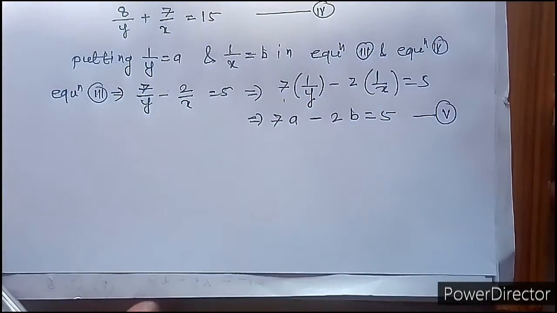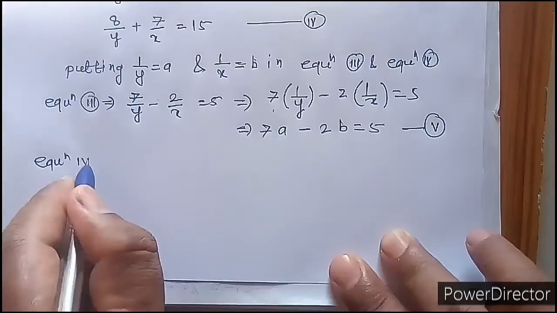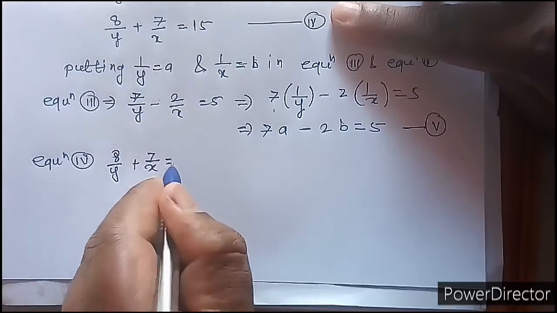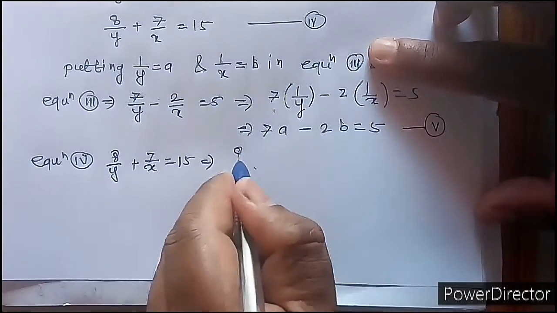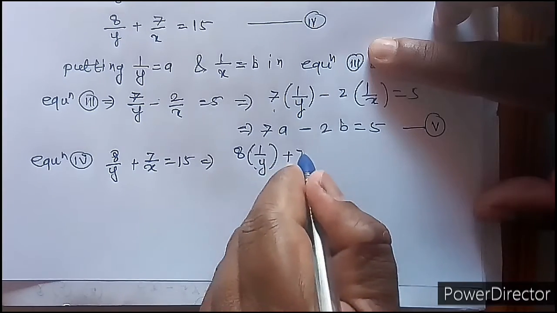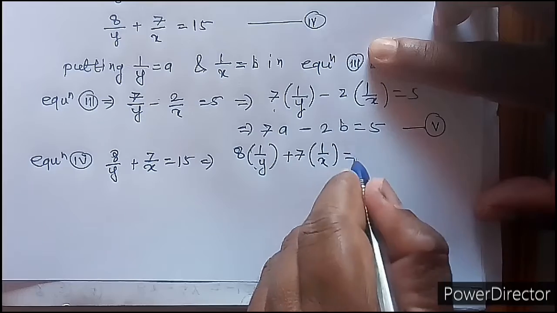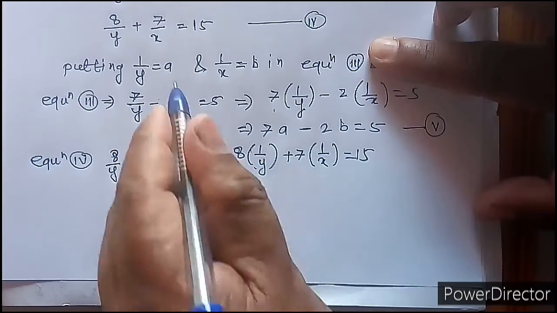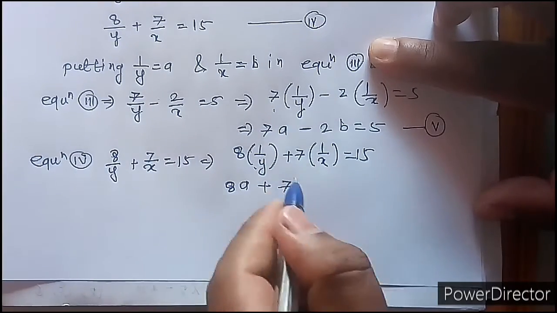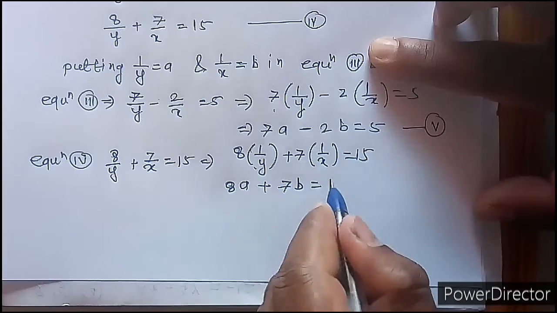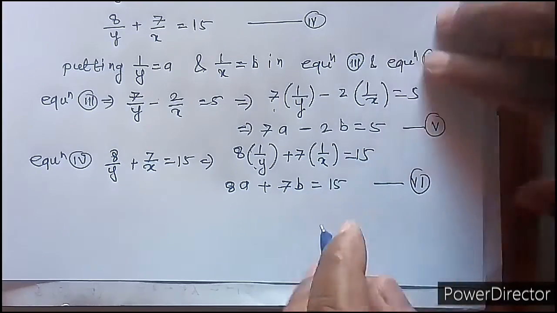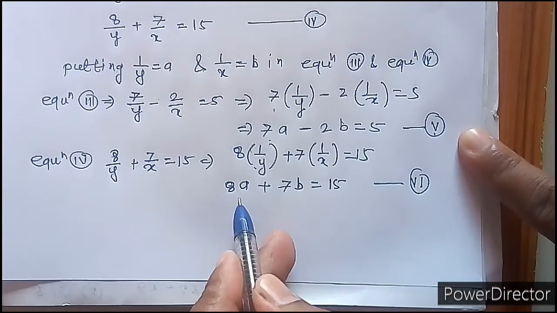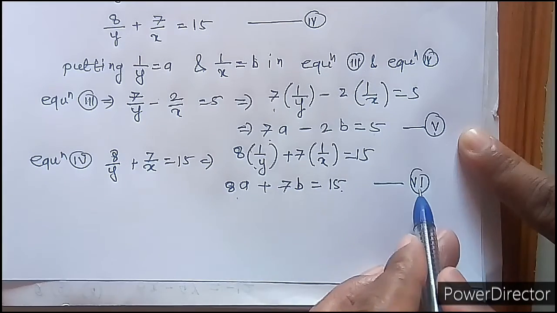Now the same by putting in equation number 4. Equation 4, that is 8 by y plus 7 by x equals 15, can be written as 8 into 1 by y plus 7 into 1 by x equals 15. By putting the values of 1 by y and 1 by x, we get 8 into a, plus 7 into b, that is 7b, equals 15. Give it equation number 6. We get two equations: 7a minus 2b equals 5, equation number 5, and 8a plus 7b equals 15, equation number 6.